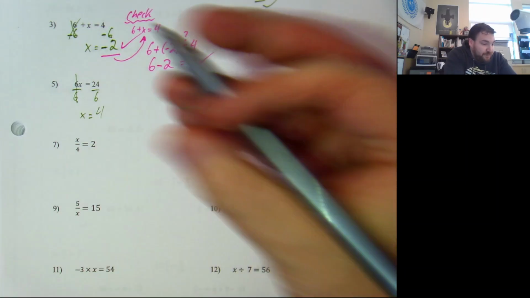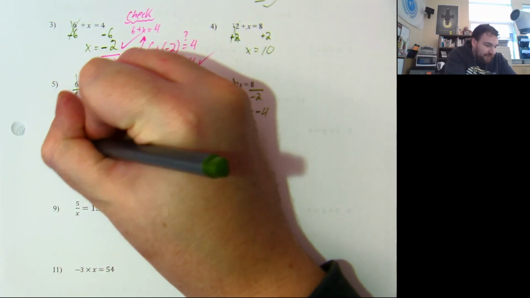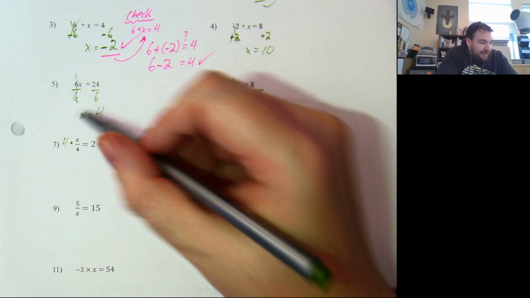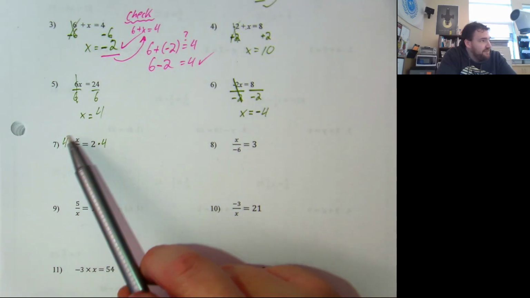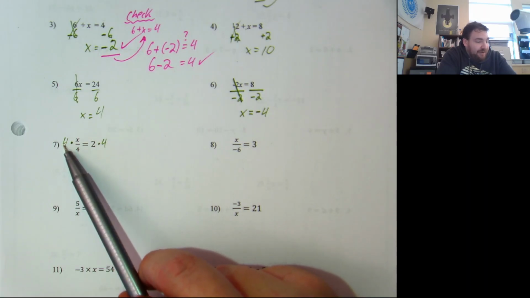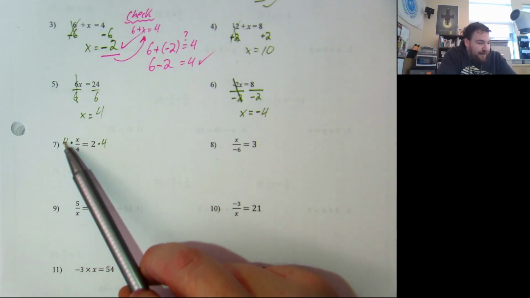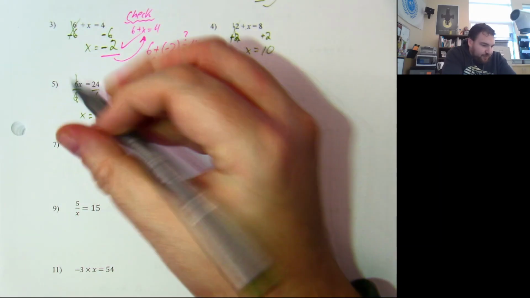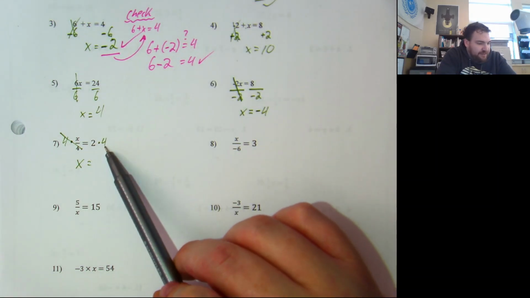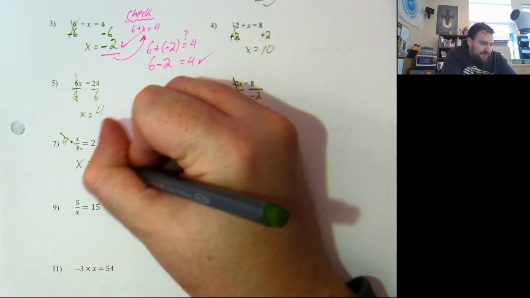Yeah, the opposite of division is multiplying. So I'm going to multiply by 4. And now how I deal with this is we take what we're now multiplying and we divide it by what we were dividing by. 4 divided by 4 is 1, leaving us with just x equals, and now 2 times 4 is 8.